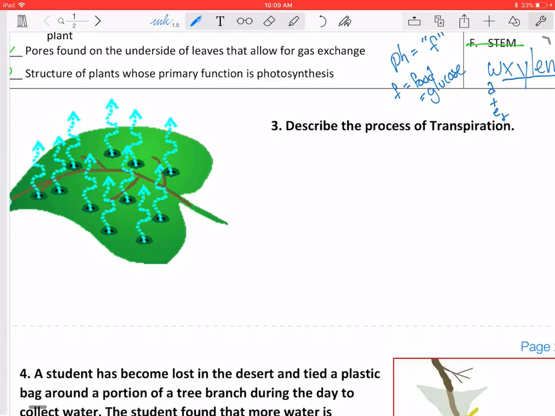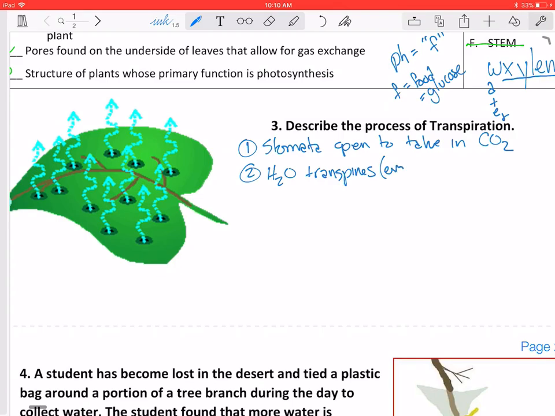So again, our first step is stomata open to take in CO2 or carbon dioxide. The second thing that happens is water transpires. So transpires, again, is a fancy way to say evaporates from the stomata.